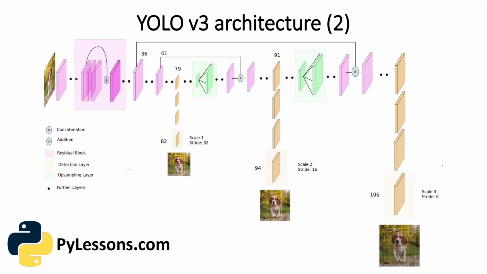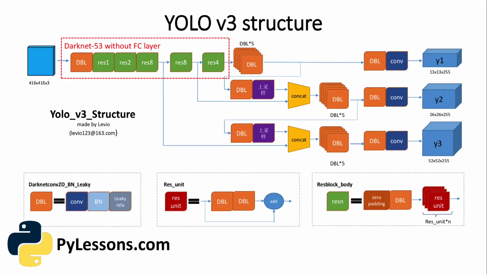But still, seeing the Darknet-53 and YOLOv3 structure, we can't fully understand everything. This is why I have one more slide with the overall architecture of the YOLOv3 network. Here it is. Now we can see that the input picture of size 416 gets 3 branches after entering the Darknet-53 network. So here's our input image and here's our Darknet network.